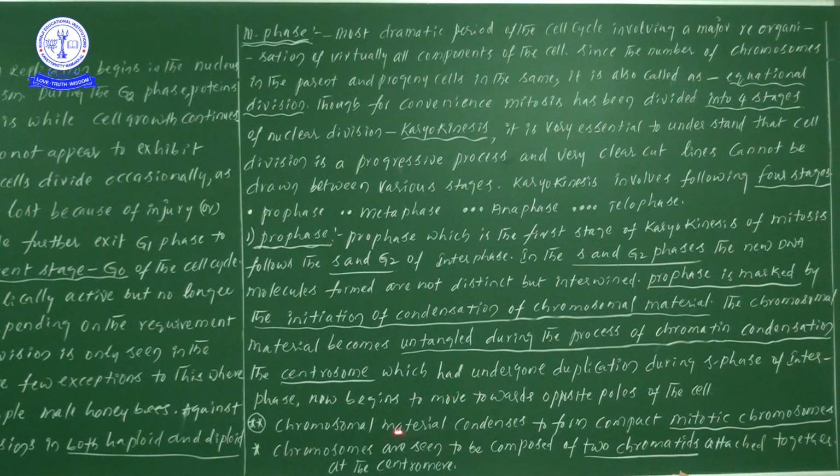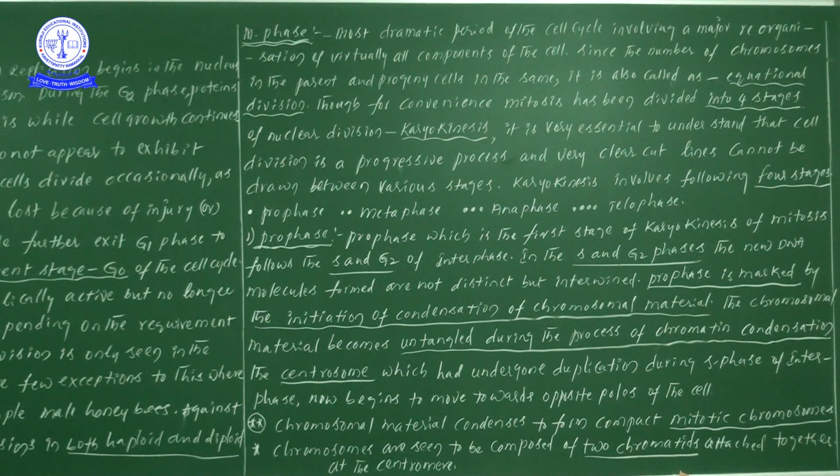The chromatin material becomes short, and by the end of the prophase it will be converted into chromosomes. Okay, now the last and final point in this video: chromosomes are seen to be composed of two chromatids attached together at the centromere. Don't forget this. If you take one particular chromosome, definitely two chromatids are present. All the time we will observe two chromatids in one chromosome, with one exception.